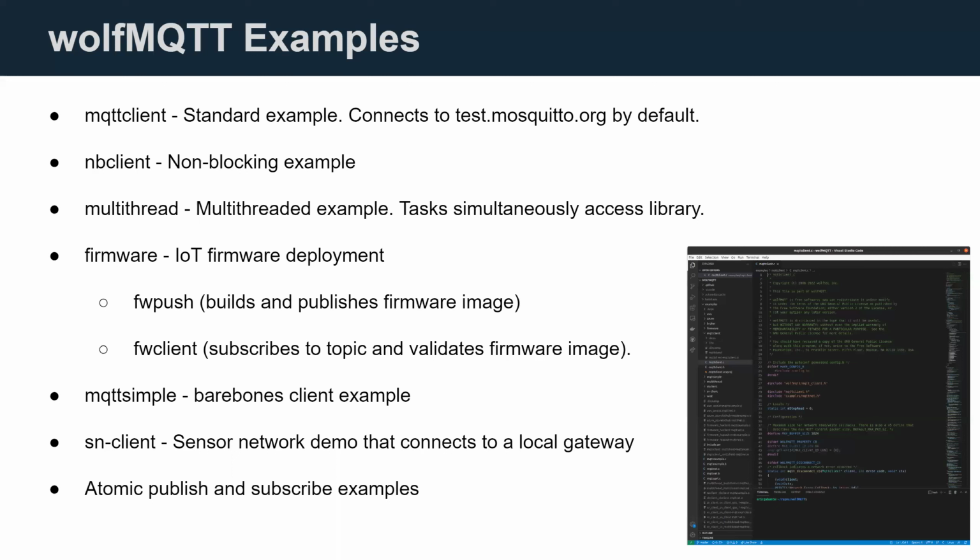Whereas the other examples use only a couple of shared utility files, the MQTT simple demo is completely self-contained. It's very straightforward. The sensor network client requires another component besides the broker called a gateway. The gateway handles communication over UDP on the sensor network side and retransmits to and from the broker on the TCP side.